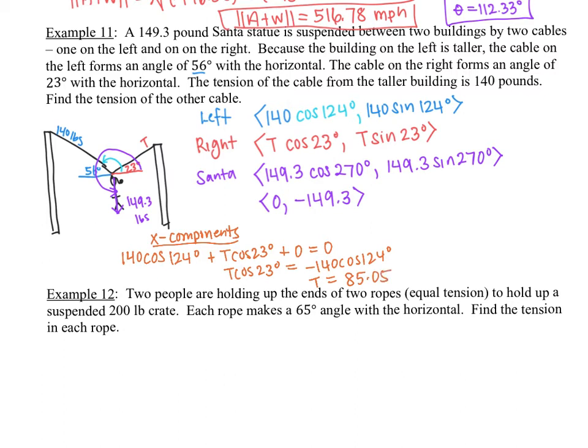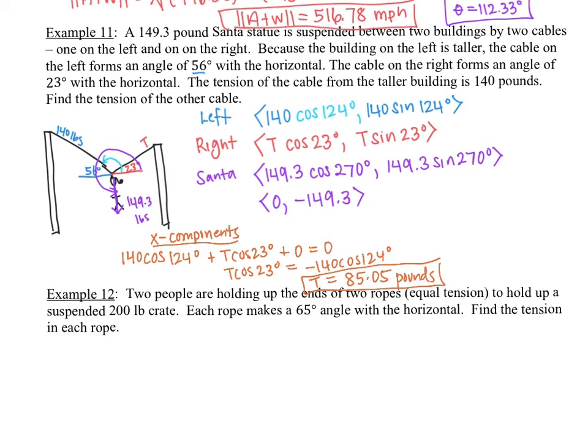So I get the tension in the rope is about 85.05. And what are the units? Pounds. I'm actually done with the problem now, because it asked what the tension of the cable on the right is. Well, it's about 85.05 pounds, and I found that only using the x components. So I'm done. I don't have to do anything else.